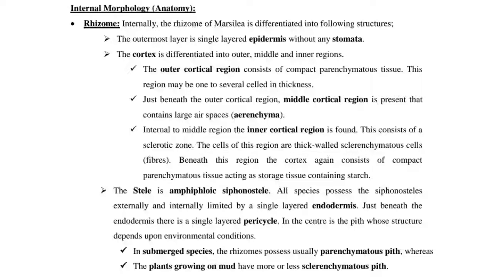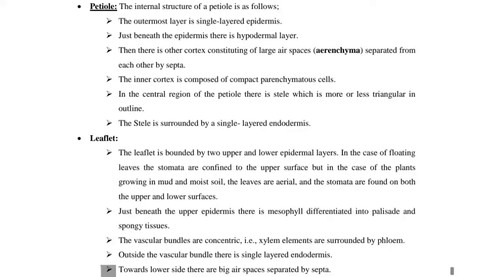All species possess the siphonosteles externally and internally limited by a single-layered endodermis. Just beneath the endodermis there is a single-layered pericycle. In the center is the pith whose structure depends upon environmental conditions. In submerged species, the rhizomes possess usually parenchymatous pith, whereas the plants growing on mud have more or less sclerenchymatous pith. Petiole. The internal structure of a petiole is as follows.